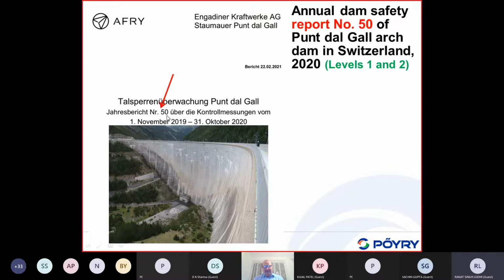So this has been done, you see, for this project and also for the other project, for 50 years. And it is not something which has just been introduced. So what I would like to say is we have a long-term experience. Also this annual report includes levels one and two. That means it includes the observations made by the dam owner, and it includes the analysis of the data and the inspection done by the dam expert.